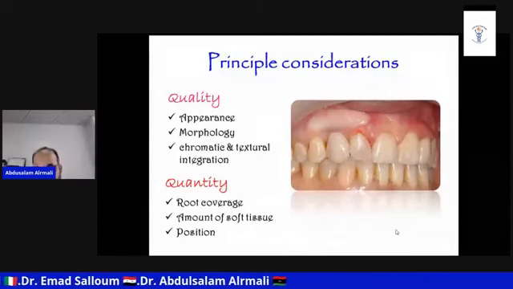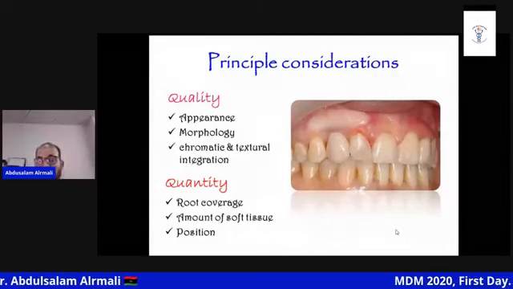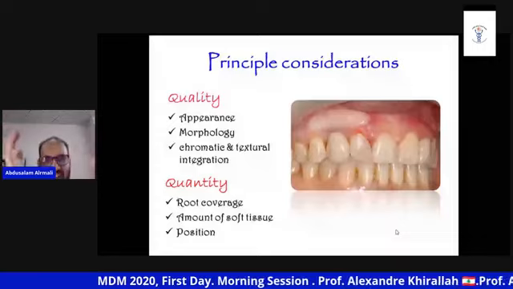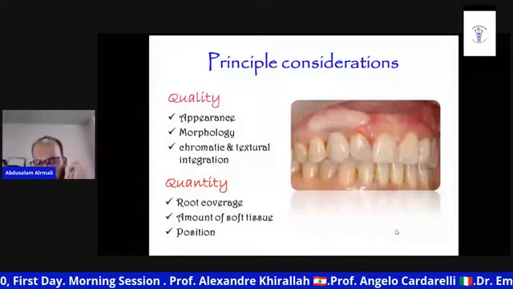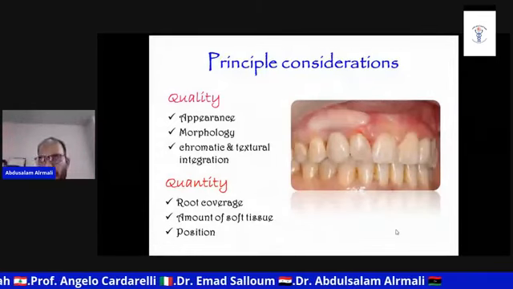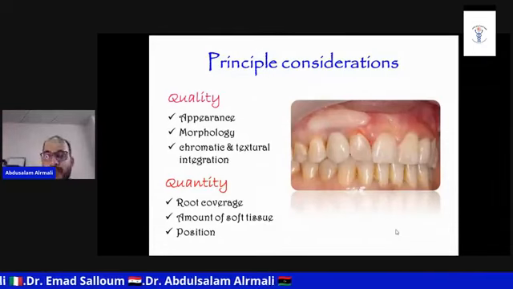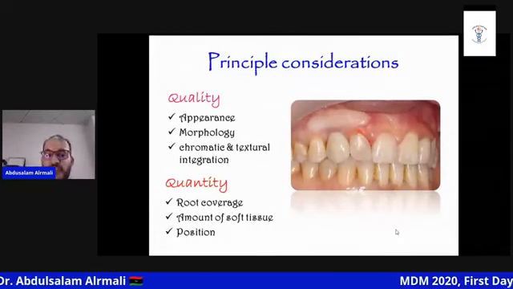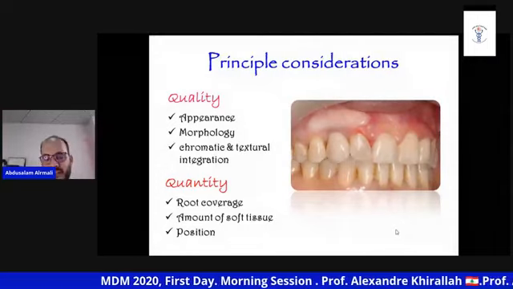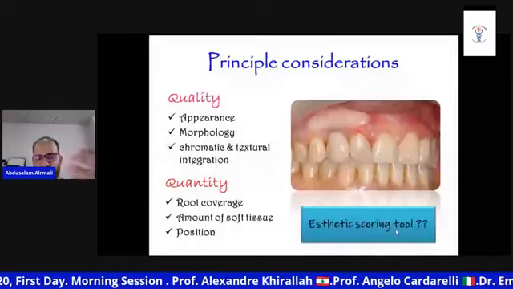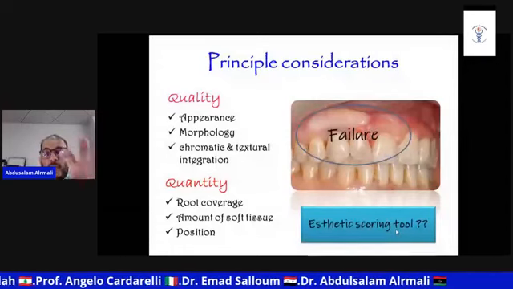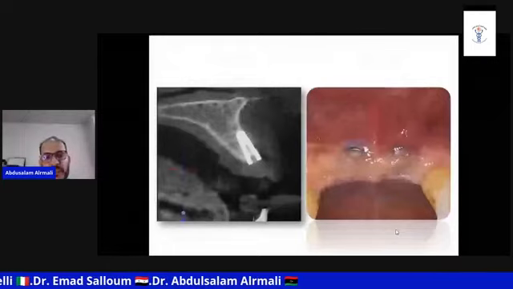The second principal consideration is that our aim is not to build soft tissue in quantity rather than considering the quality. Nowadays, quality is very important. It is not just taking a free gingival graft and placing it in a static zone or in any place. You have to consider the appearance, the morphology, the chromatic texture of the integration, rather than just covering the root or increasing the amount of keratinized gingiva. So if we apply the esthetic score tool on this case, I can consider it a case of failure, where I did a free gingival graft around this implant to hide the shadow of the implant.